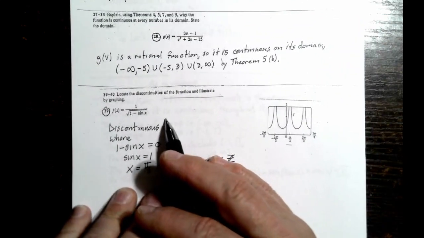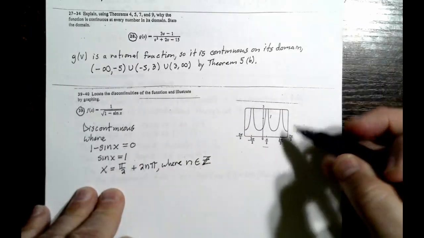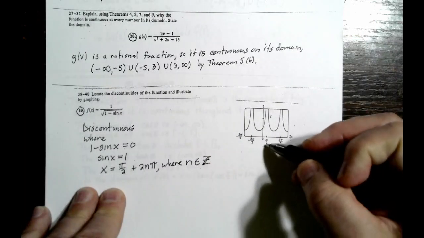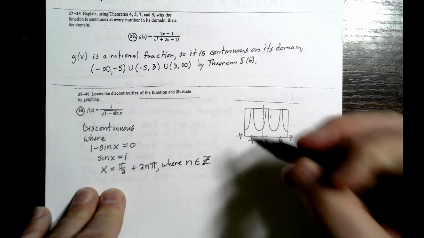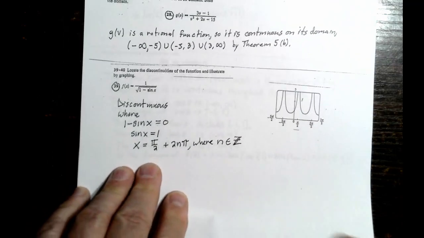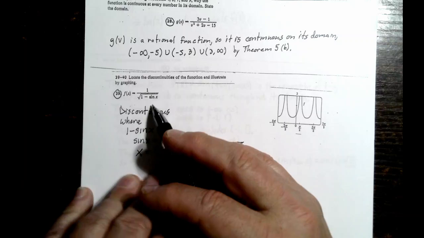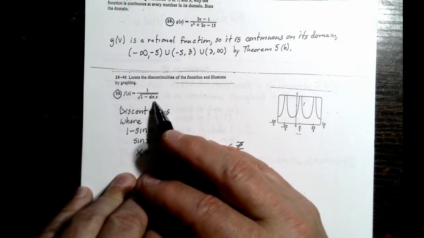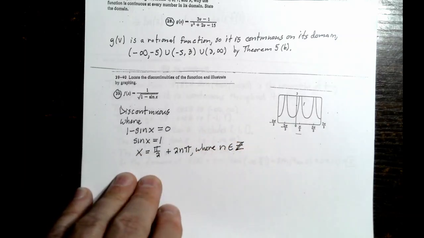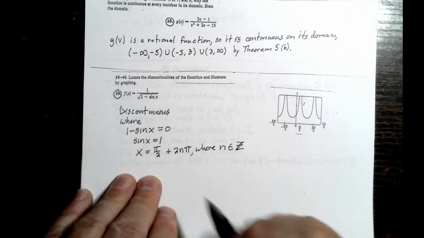Locate the discontinuity and illustrate it by graphing. So if you look at the graph, you're going to see 5 pi over 2, pi over 2, negative 3 pi over 2, and so on. So where is it discontinuous? Well, it's where 1 minus sine of x equals 0. That's definitely where it's discontinuous.